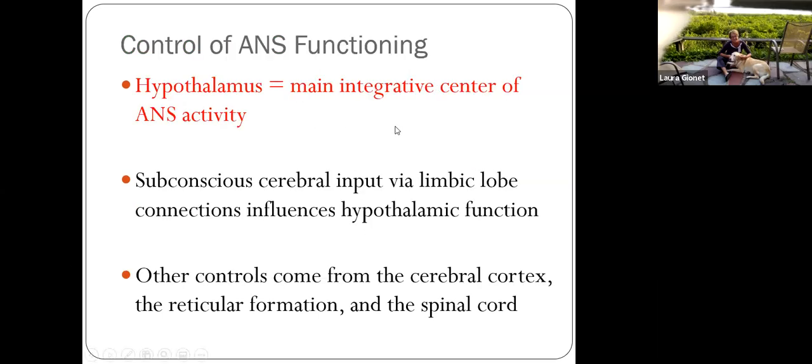The hypothalamus is the main integrative center of autonomic nervous system activity. It's also going to be the controller of the endocrine system as well, amongst other things. Also, subconscious cerebral input via the limbic area can influence the hypothalamic function. It can cause you to start hyperventilating when you're scared or you're upset about something, let's say. And other controls come from the cerebral cortex, the reticular formation, and the spinal cord. But what I want you to know is really there in a minute. Okay, and that is the end of the autonomic nervous system.